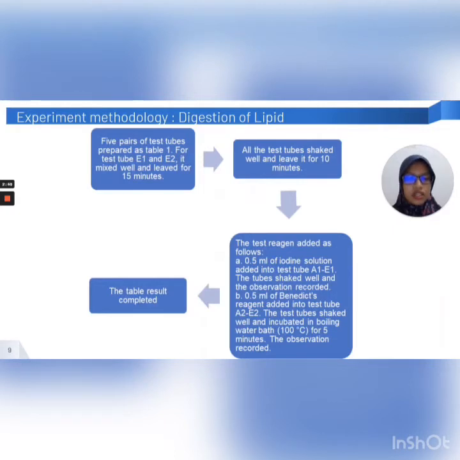The test tubes also have to be shaken well and incubated in a boiling water bath at 100 degrees Celsius for 5 minutes, and the observation must be recorded in the table as well. Lastly, the result table must be completed with the observations.